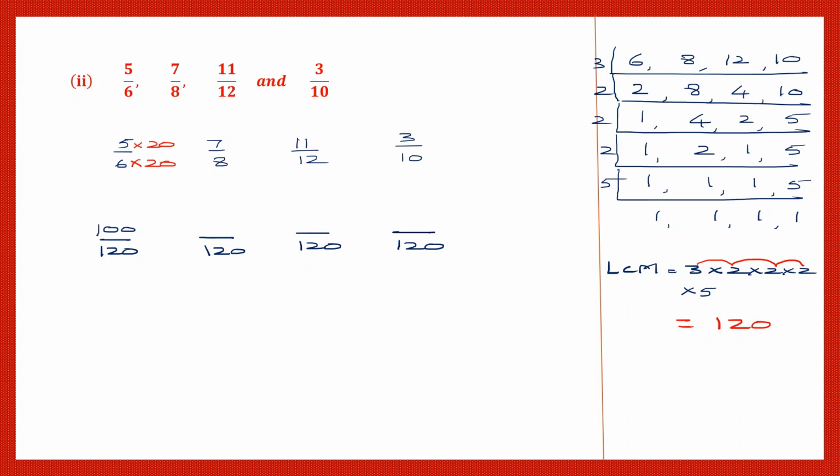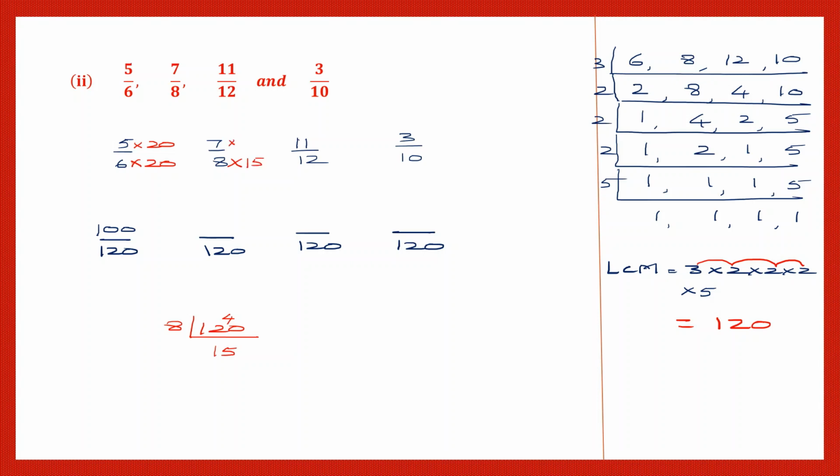Now let's go to the second fraction. The denominator is 8. 8 into what will give us 120? Now to find that, we can divide 120 by 8. Okay, to find out 8 into what will give us 120. So 8 1s are 8 and what's remaining? This is 12. So 8, 9, 10, 11, 12, that's 40. So 8 5s are 40. That means 8 into 15 is 120.